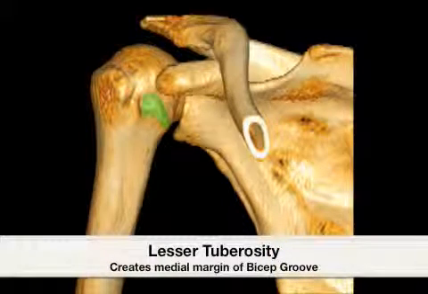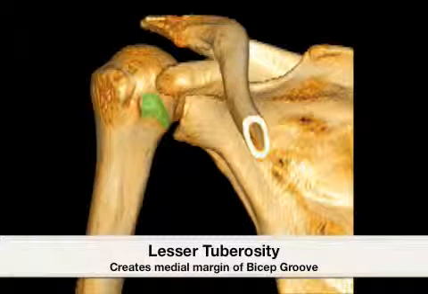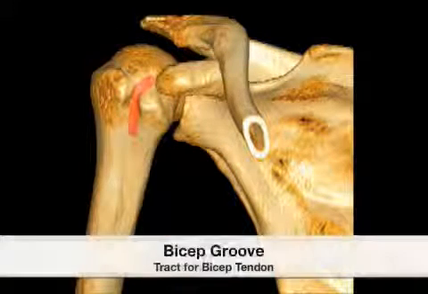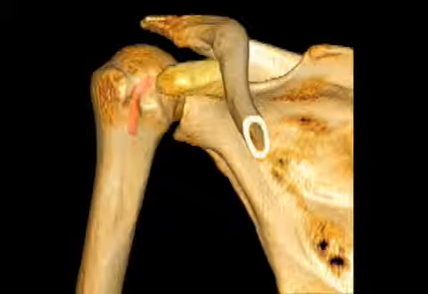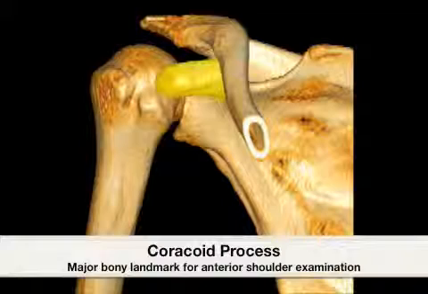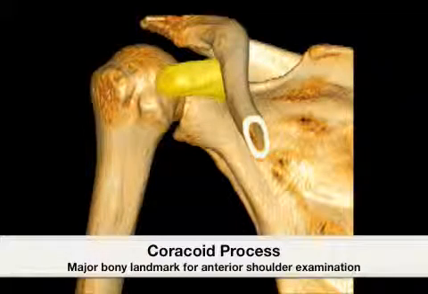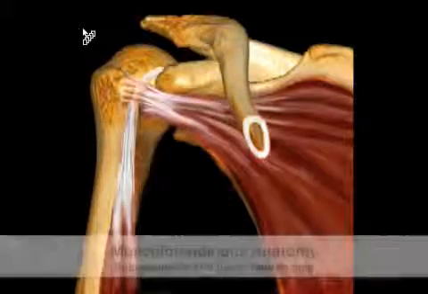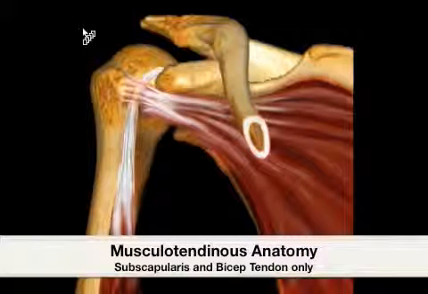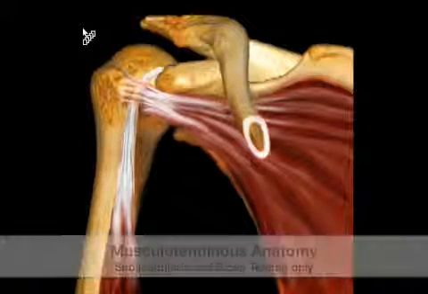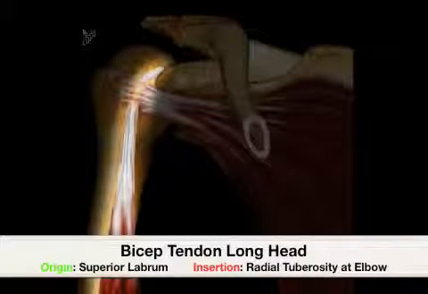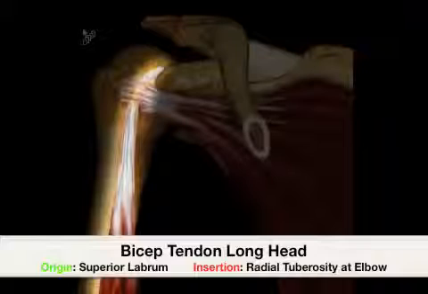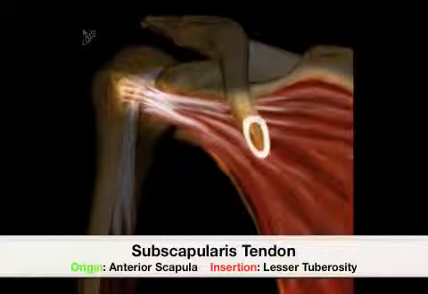And finally, we have the bicipital groove itself, which is a tract for the bicep tendon, and also a major bony landmark associated with the anterior shoulder, especially in dynamic studies, is the coracoid process. Also, we will be reviewing the anterior musculotendinous anatomy, beginning with the biceps tendon long head, which originates at the superior labrum and inserts at the distal elbow at the radial tuberosity.